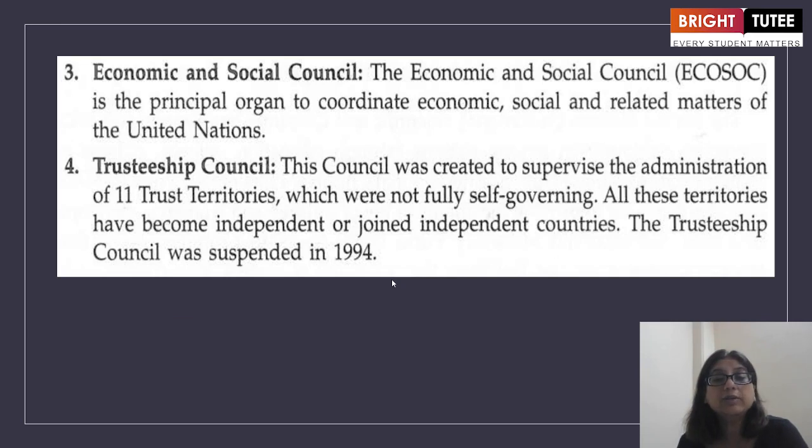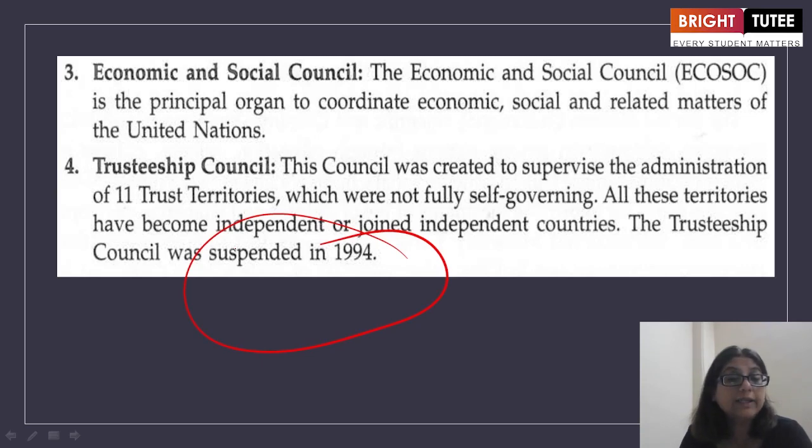Economic and Social Council. The Economic and Social Council, ECOSOC, is the principal organ to coordinate economic, social, and related matters of the United Nations. And then there is the Trusteeship Council, which was created to supervise the administration of 11 trust territories which were not fully self-governing, and all these territories have become independent or joined independent countries. This council was suspended in the year 1994. This date is important and this might come in your MCQs, so please consider this.